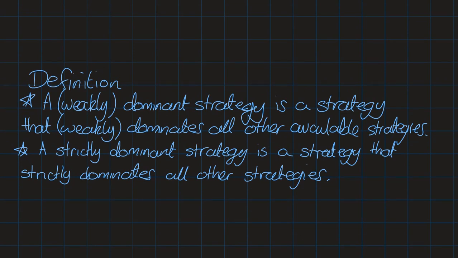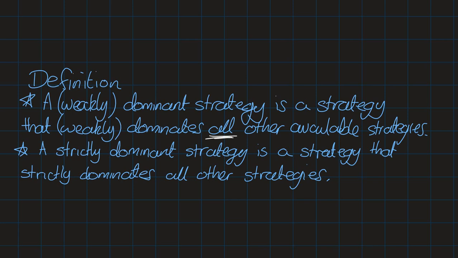A weakly dominant strategy is a strategy which weakly dominates all of the other strategies. This is just a mild extension of the definition that we had last time of strategy A dominating strategy B. Now, instead of just comparing two strategies, we compare all of them at the same time.